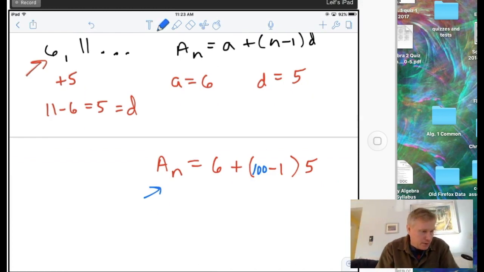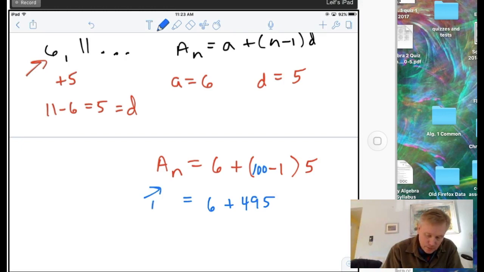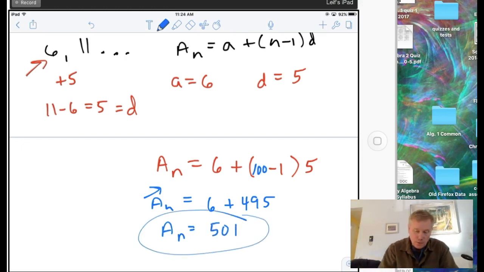So if you punch that into your calculator, 100 minus 1 times 5 is 495, which means the 100th number in the sequence is 501. You could say A of n. You could also say A of 100. Sometimes you might see a notation like that. That means that the 100th number in the sequence is 501. That's another way you might see it. If you have questions on that, bring them to class.